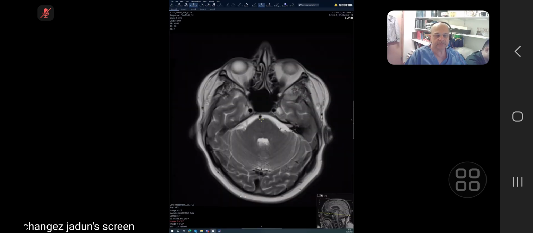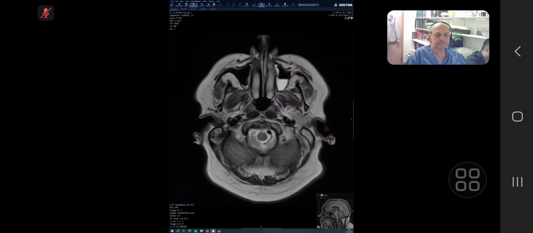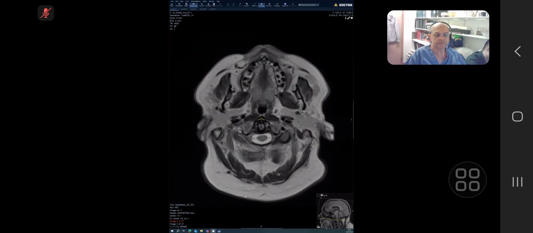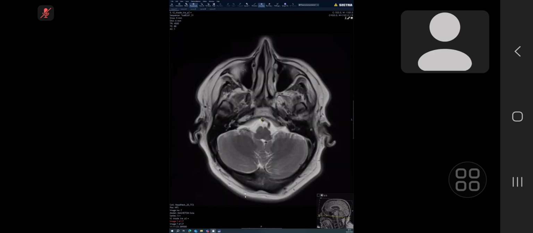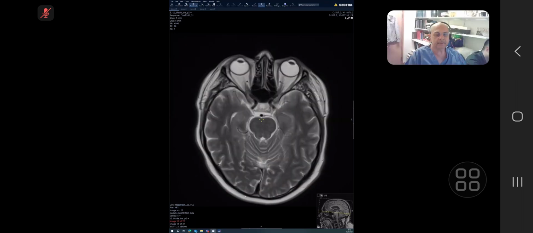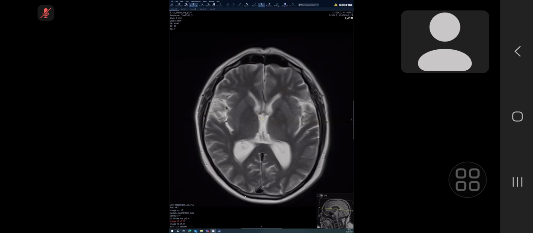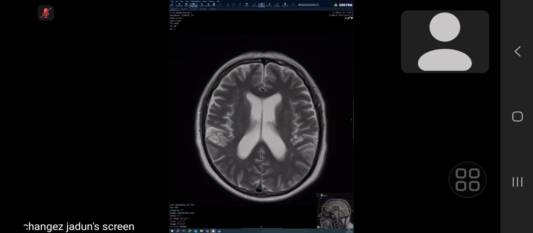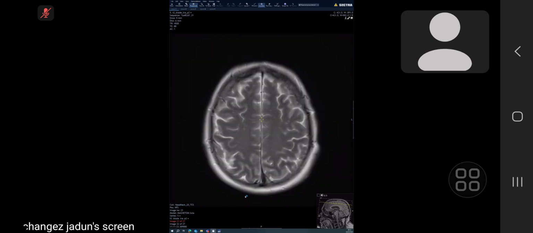Okay, I will show you the T2 as you have asked for. Yeah, the flow void of the left transverse sinus is lost, I think. But other dural sinuses seem okay.